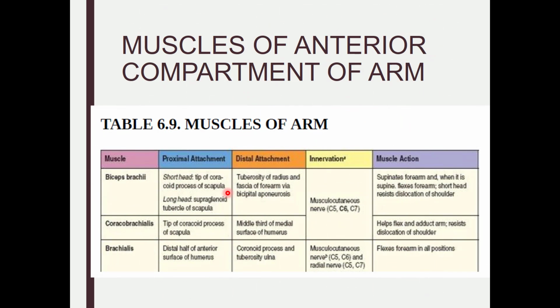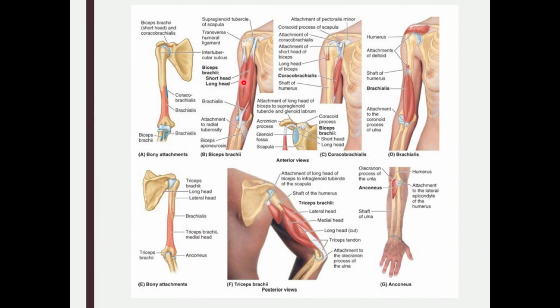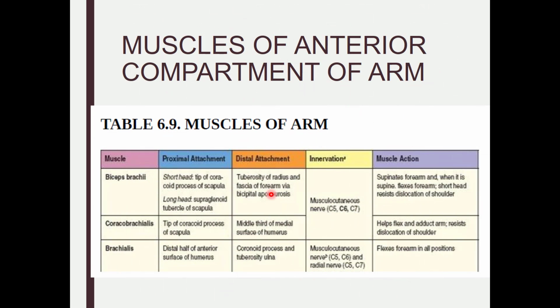This biceps brachii is inserted over the tuberosity of the radius. In the radius, there is the bicipital tuberosity. Why is it called the bicipital tuberosity? Because on the radius the biceps is inserted. So you can see here in this diagram that biceps is inserted over the bicipital tuberosity or the radial tuberosity on the radius. Okay, so this is the bicipital tuberosity.